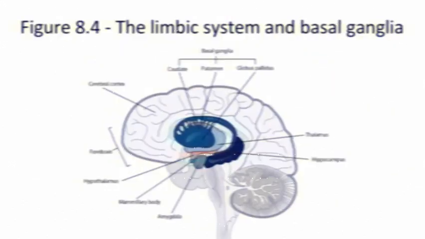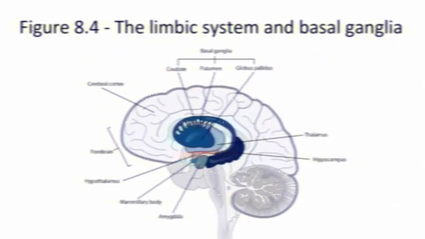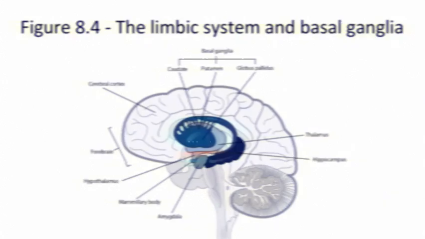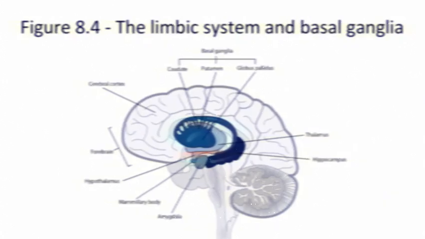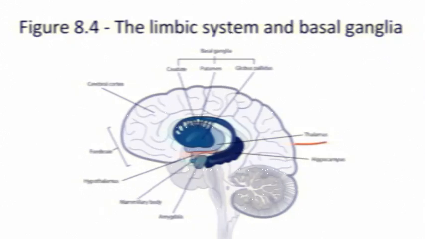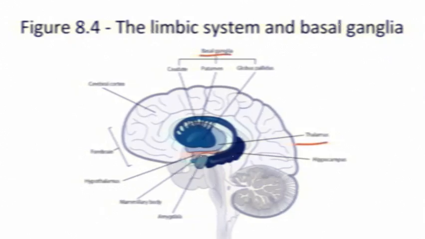This is figure 8.4 from your text, which is a lateral view of the limbic system and the basal ganglia. And again, this is a sagittal section of the brain, just lateral to the midline. Here we can see the thalamus and several important components of the basal ganglia, which we'll talk more about later.